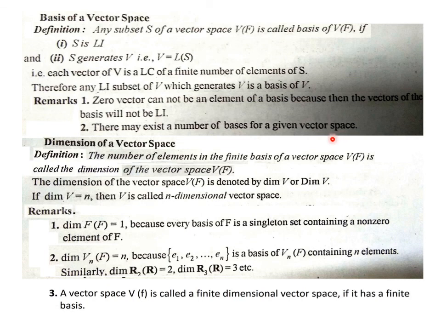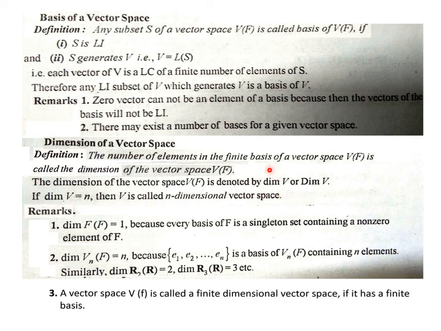Then we talk about dimension. Dimension is related to basis: it is the number of elements in a finite basis. That is, for defining dimension, the basis must be finite, that is, S must have a finite number of elements. Then the number of elements in that finite basis is the dimension of that vector space. The dimension of vector space is denoted by dim V, and if it is n, then V is called an n-dimensional vector space.